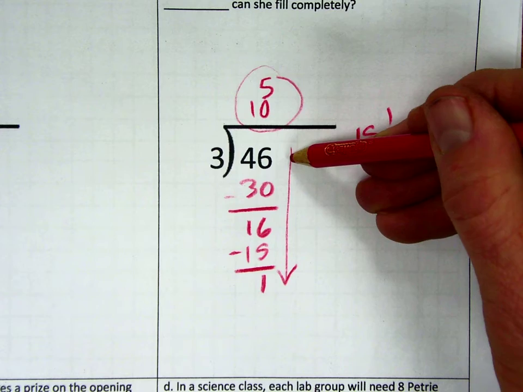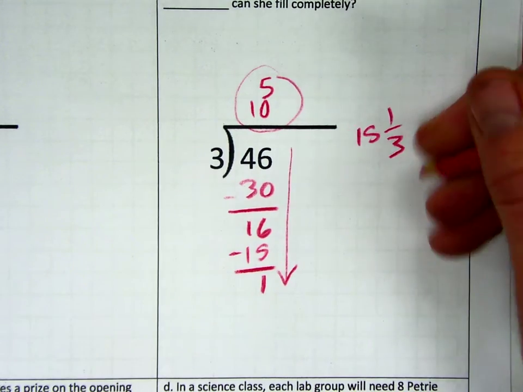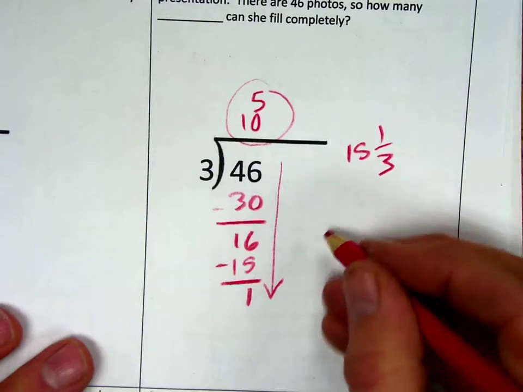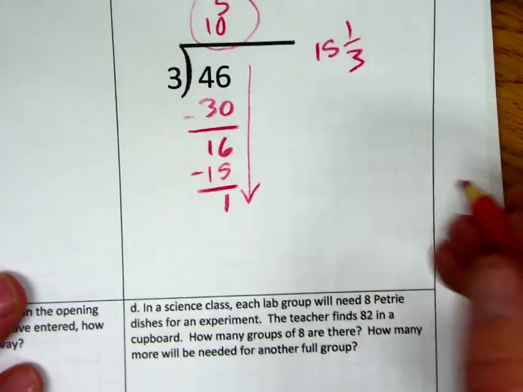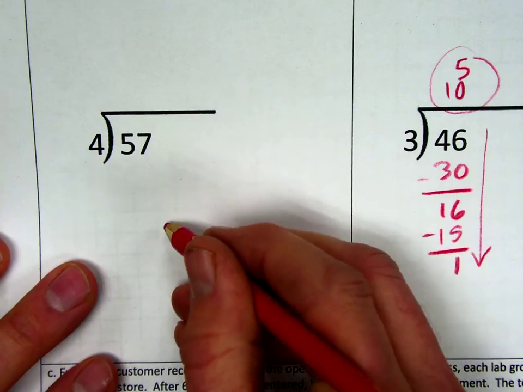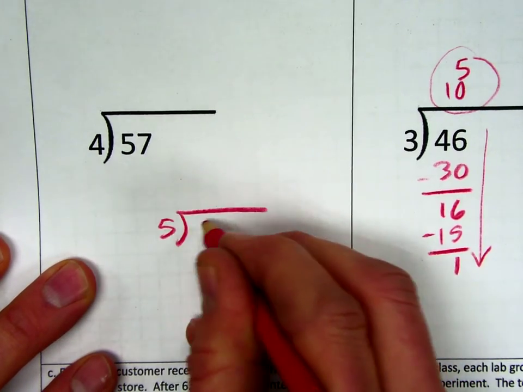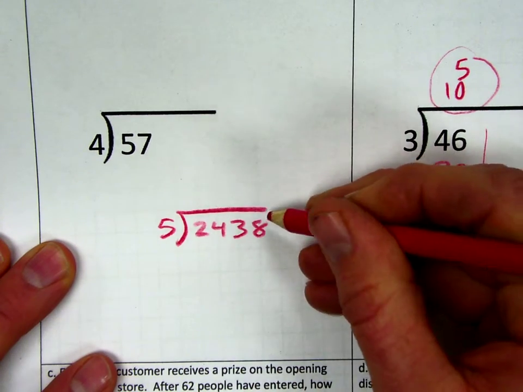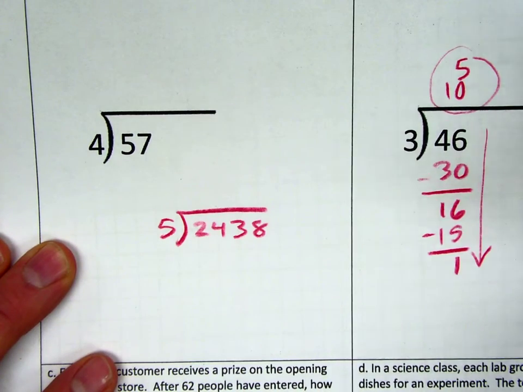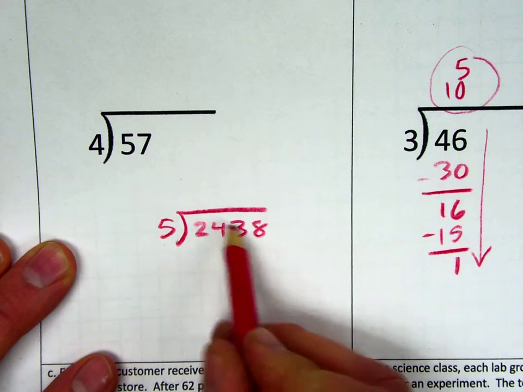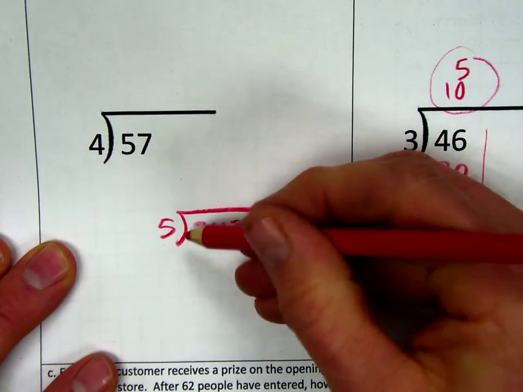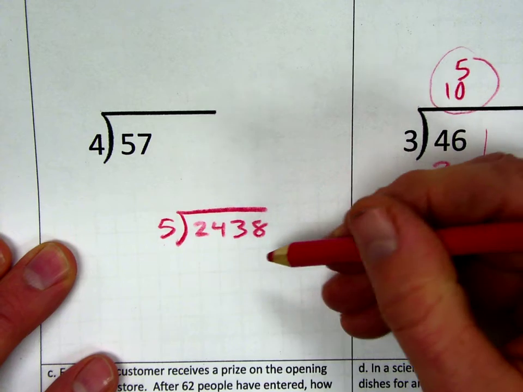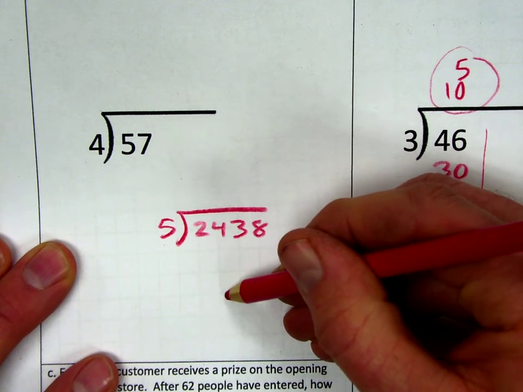And if you have a really large number, let's say you have, I don't think I have an example here, but I'll make one real quick. Let's say that I have 5 into 2,438. You teach students that you can really start to guess your way through this. So how many 5s? If you don't know how the long division algorithm works yet, you want to understand that you're subtracting 5s from it.